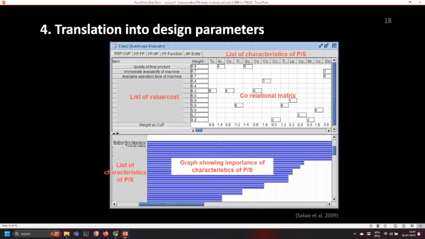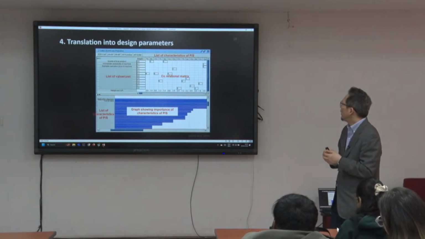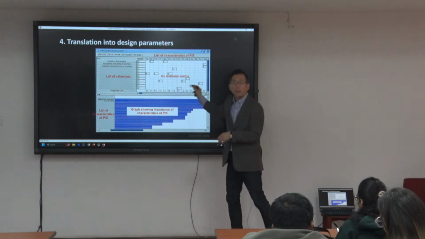So as you see here, these are the top 3 customer values, and the numbers are given for the customer values. The numbers that you saw on the previous slide, the highest one is 6.8 and the lowest one is 4.8. So these numbers were input to differentiate the relative importance. And then here, product design characteristics and also service design characteristics are listed in the matrix, and then QFD table were given here, correlational matrix.